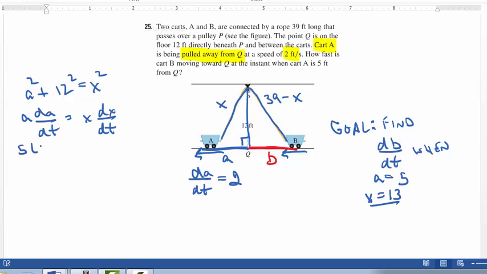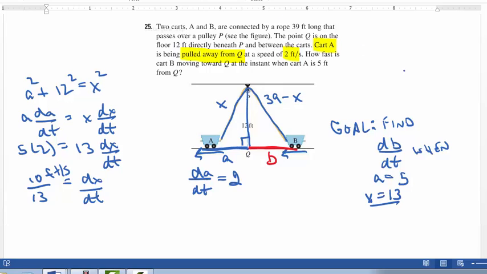So I have 5 times 2 equals 13 dx/dt. So what is dx/dt going to be? It's going to be 10 divided by 13. So it's 10/13ths, right? What is this measured in? Feet per second. So dx/dt is 10/13 feet per second.